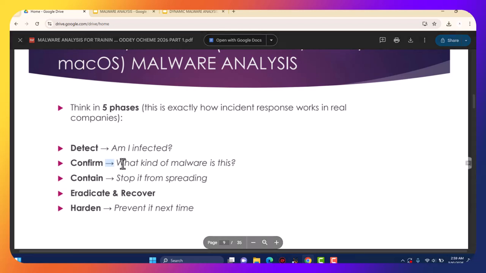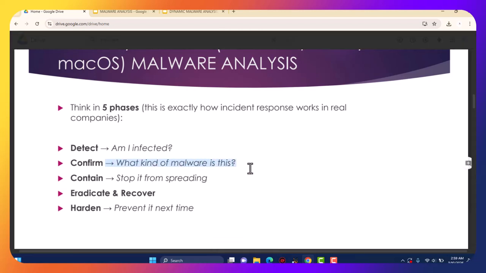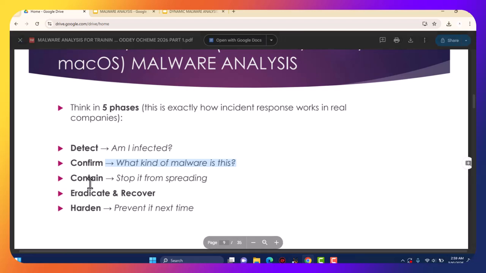So you must confirm. In the confirmation, you ask yourself, what kind of malware is this? Then after confirming, you are sure that there's malware. Then it comes to containment. Containment has to do with stopping the malware from spreading.